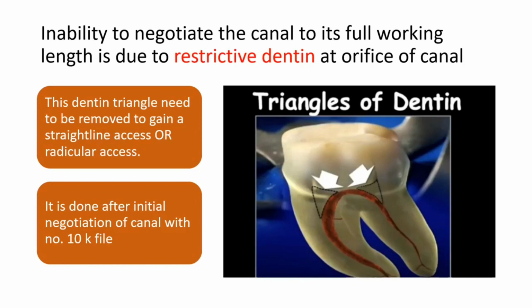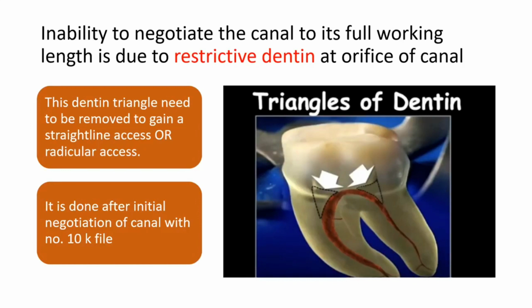Inability to negotiate the canal to its full working length is due to the restrictive dentin at the orifice of the canal. This is called a dentin triangle. This dentin triangle needs to be removed to gain straight line access or radicular access. This dentin triangle projects itself to the opposite side of whichever canal you are approaching.